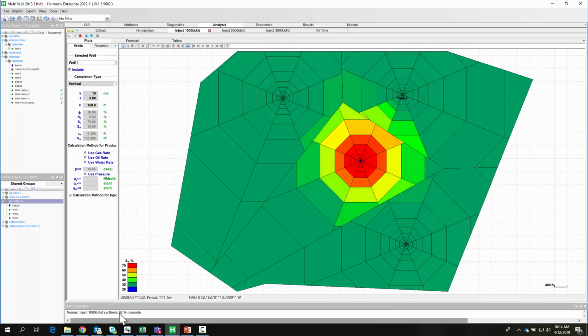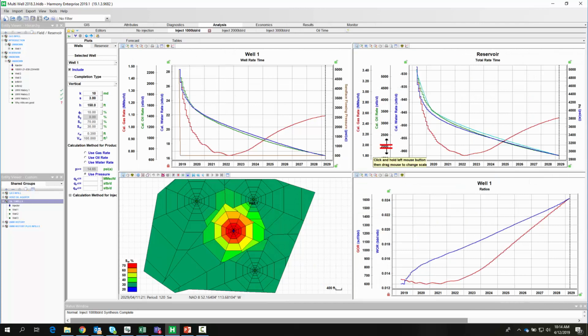Progress bar says we're just about done. This is so fast. Again, this is a fully multi-phase numerical reservoir model. And we can see the result from this. We have a new forecast. We have new water oil ratios for each well.